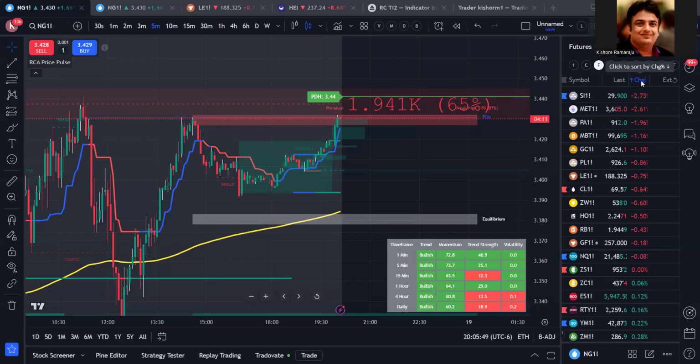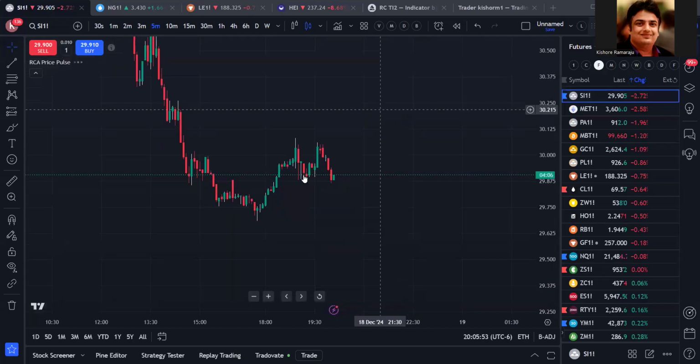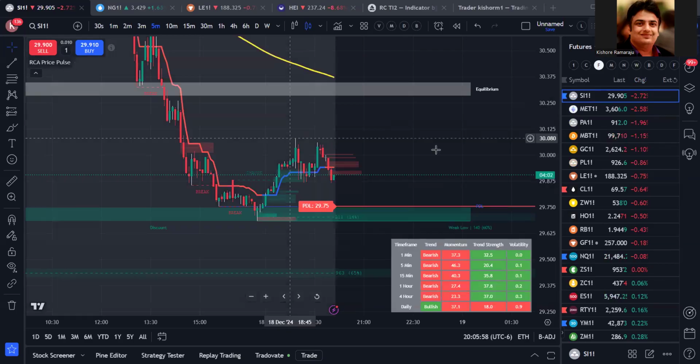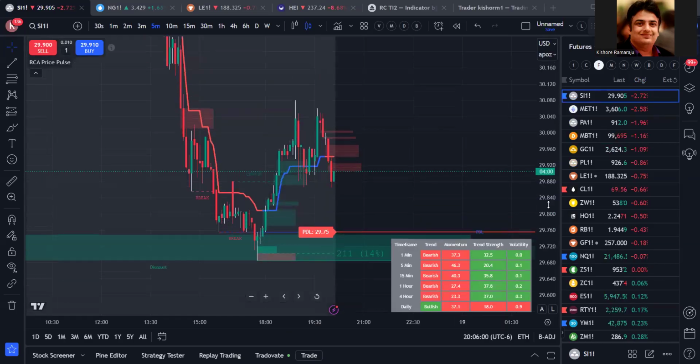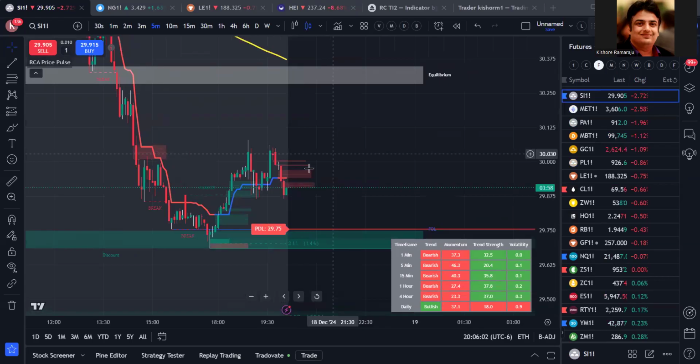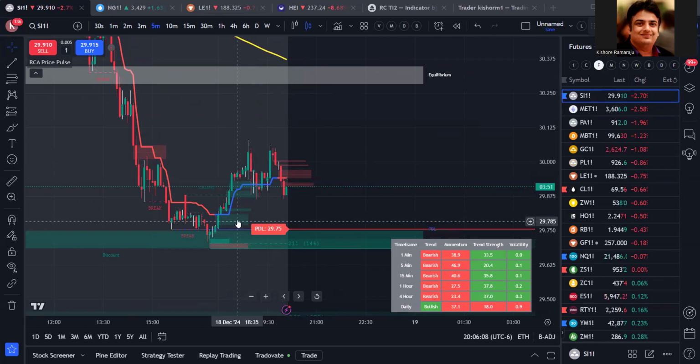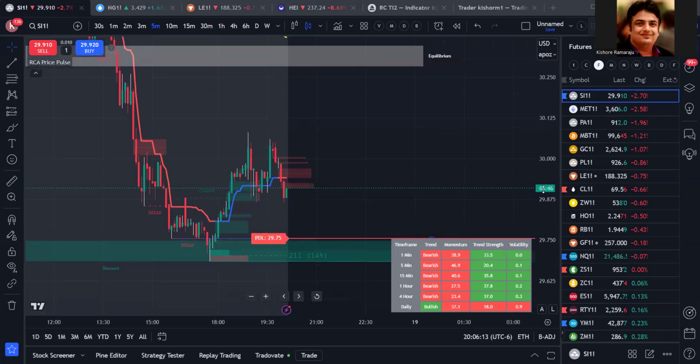In the same way, now silver. Silver already went so much down, and it is trying to bounce back. So your price pulse is telling that again it can drop. It tried to go up, but all the green boxes are buyers, all the red boxes are sellers. If you see the trend momentum, they are red in color. That means it is more bearish.